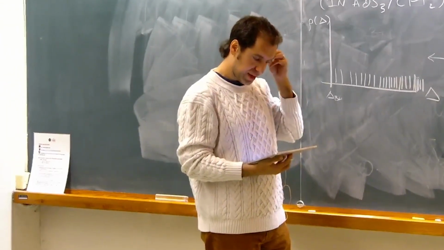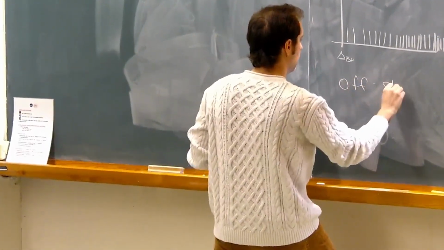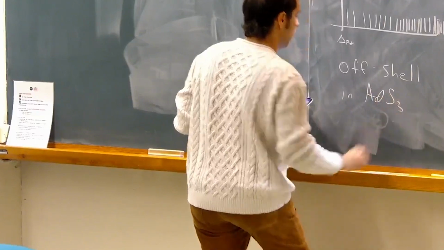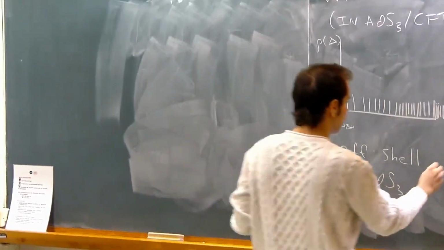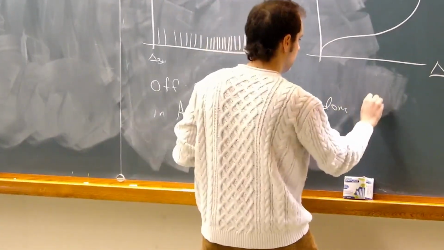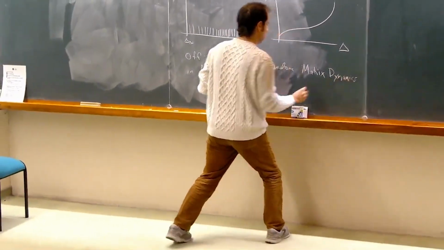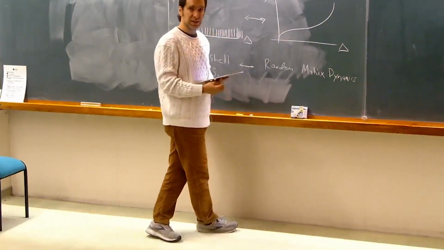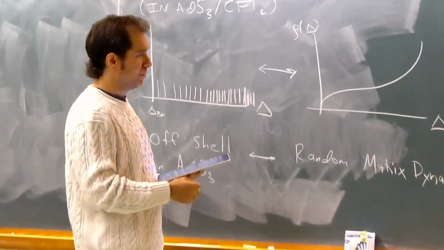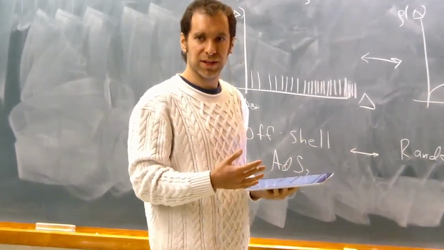Right? And so one of the messages of the talk is that off-shell geometries in ADS3 seem to be what capture the random matrix dynamics in 2D CFT, which is to say, if you like, the statistics of this discrete chaotic spectrum, but in a way that can be codified using the language of random matrix theory, suitably generalized to 2D CFT.